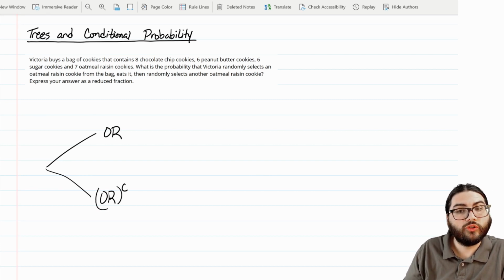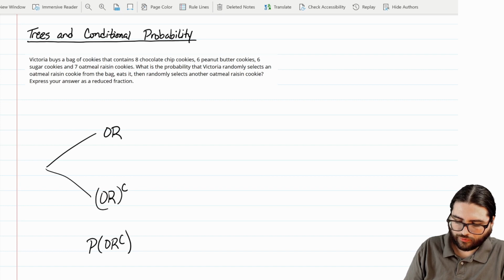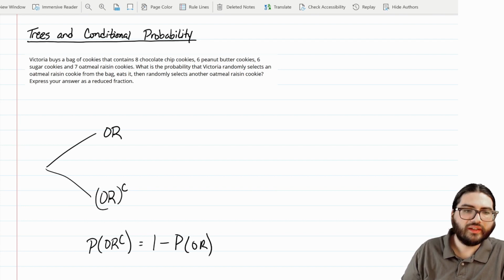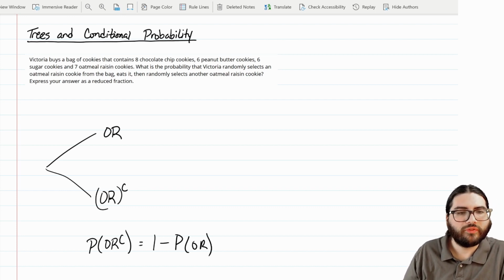Right? I basically do the complement rule. That was essentially an expression of the rule from last week that we can do the 1 minus, calculate the probability of the complement. So it'll help me simplify my tree.